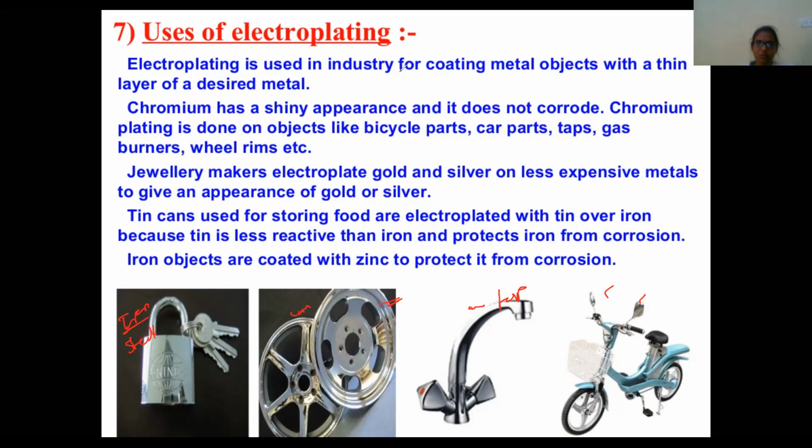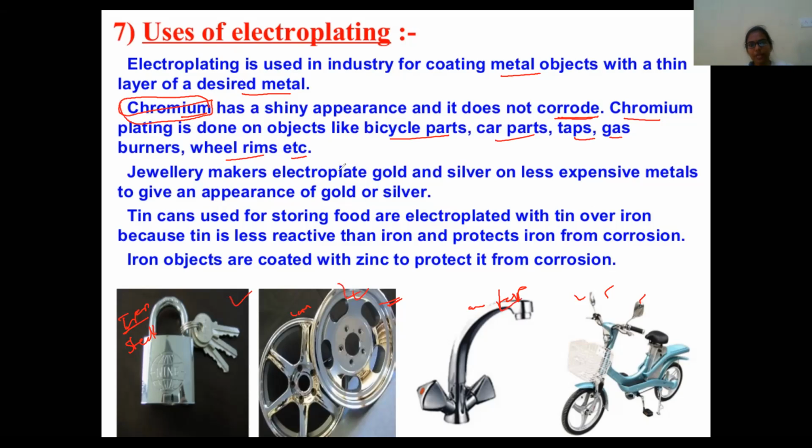Plating is used in industries for coating metal objects with a thin layer of whichever metal we want. Chromium has a shiny appearance and it does not corrode easily. Corrode means rusting. Chromium plating is done on objects like bicycle parts, car parts, taps, gas stoves, and wheel rims. In all these ways we use chromium plating. Remember, this coating is chromium plating.